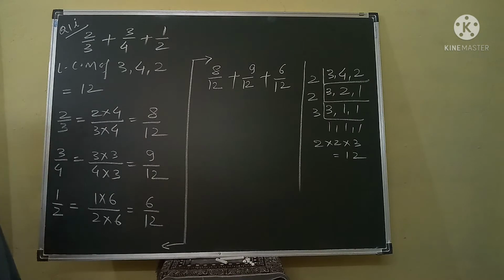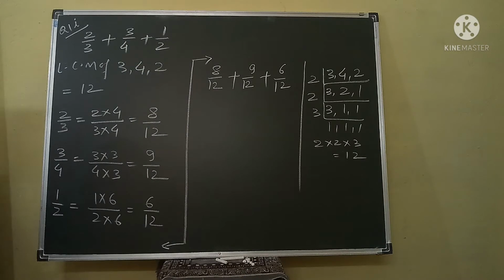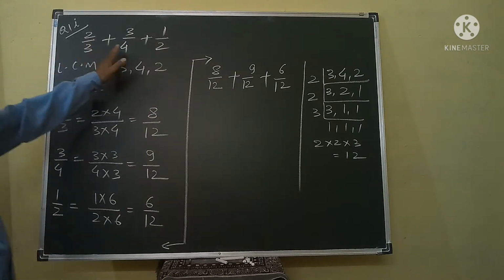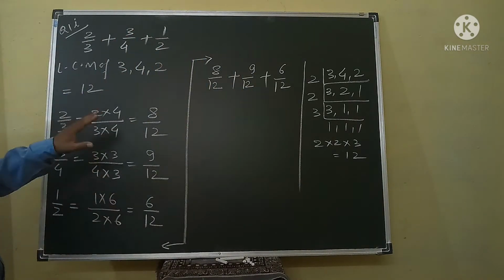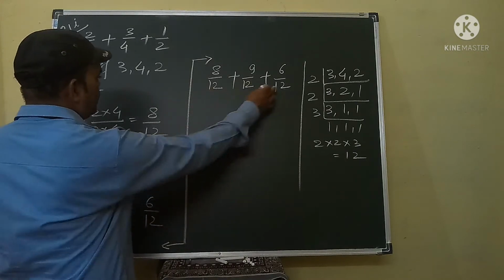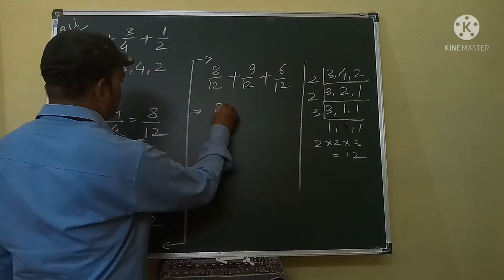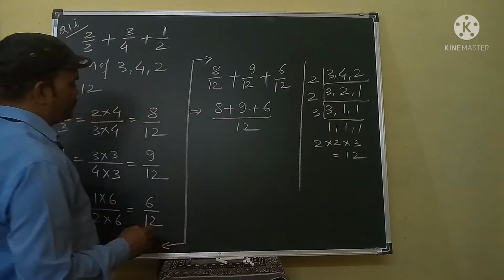So what you are looking, your question is in the form of unlike fraction. And what is your first step? First you will take out the LCM of the denominator. Then after what we will do? Unlike fractions are converted to like fractions by the help of LCM. Then after what we will do? It is very easy. How we will add these three fractions? 8 plus 9 plus 6 upon 12.